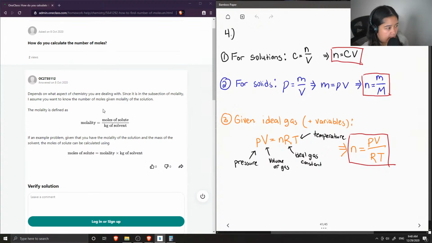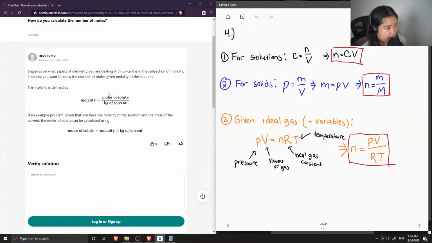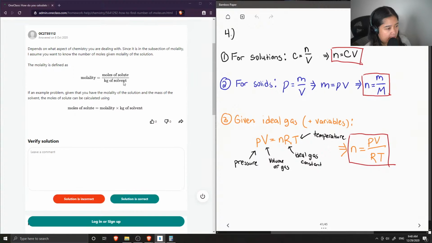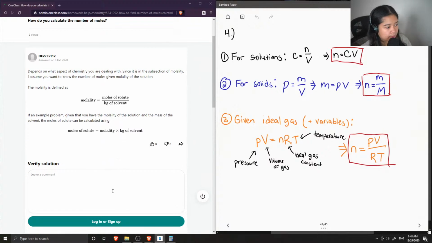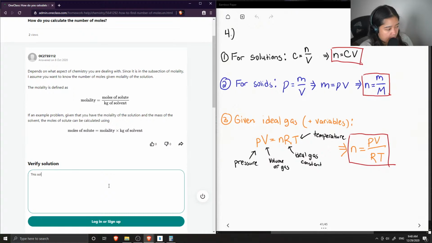So the junior tutor said that it depends on what aspect of chemistry you're dealing with. Since it is in the subsection of molality, I assume you want to know the number of moles given molality of the solution. So molality is also number of moles over kilogram of solvent. If an example problem gives you the molality of the solution and the mass of the solvent, number of moles of solute can be calculated by multiplying molality times kilogram of solvent. Yep, so this solution is correct.